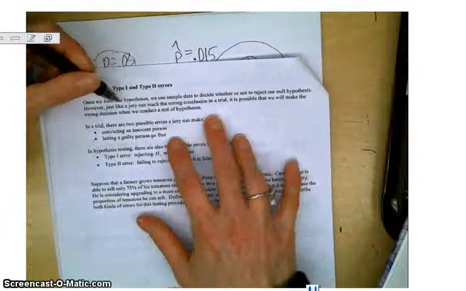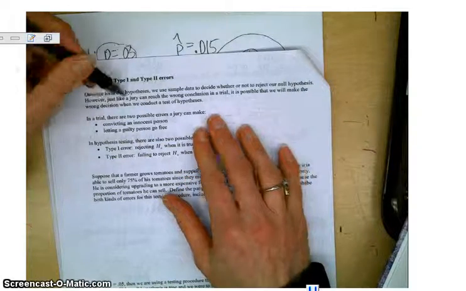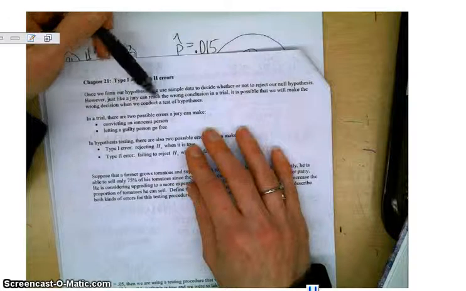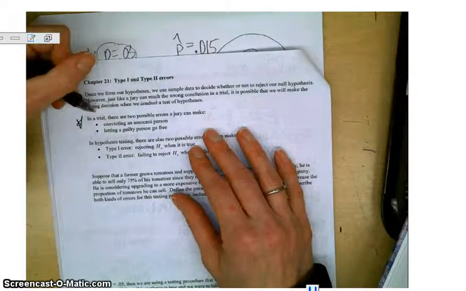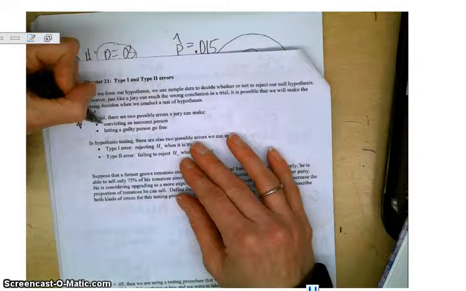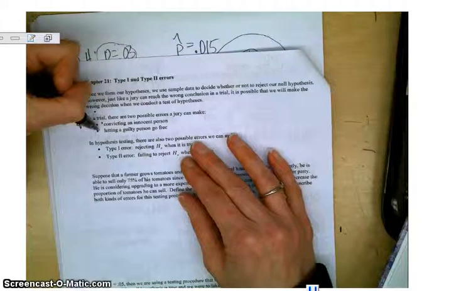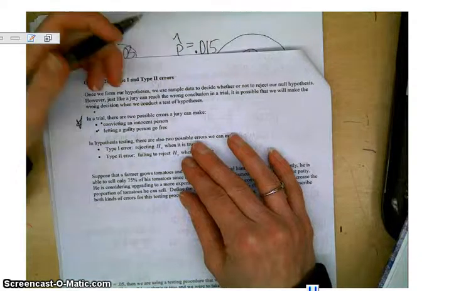All right. Type 1 and Type 2 errors. Once we form our hypotheses, we use sample data to decide whether or not to reject our null hypothesis. However, just like a jury can reach the wrong conclusion in a trial, it is possible that we make the wrong decision when we conduct a test of hypothesis. In a trial, there are two possible errors a jury can make. First, they could convict an innocent person, in other words, send someone to jail who didn't do the crime. Or they could let a guilty person go free. Let a murderer walk around on the street, go back to their normal daily activities.